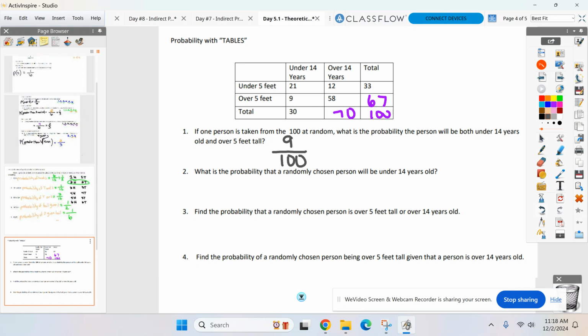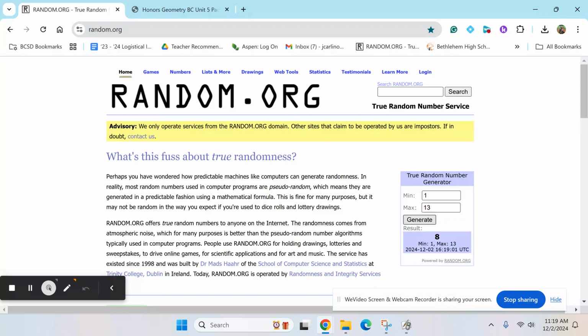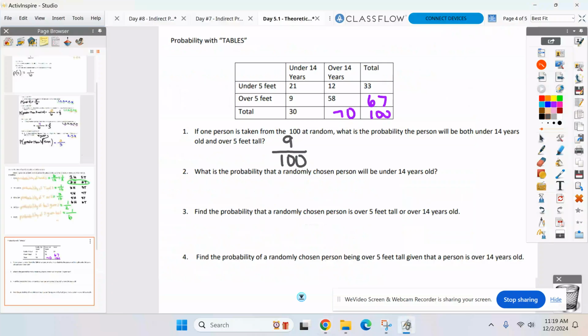Under 14. I choose a person under 14 years old. How many, according to this chart, how many people are under 14 years old? It's just a matter of looking in the right spot. Felicia, you want to get redemption here? How many are under 14? Yep. There you go. Out of 100 still. Good. And I believe that can be reduced. That's what, 3 over 10. Yep. Reduce it, please, just to get in that habit.